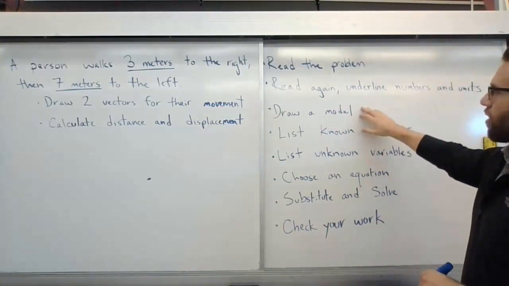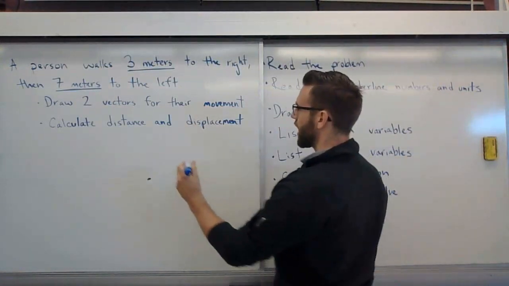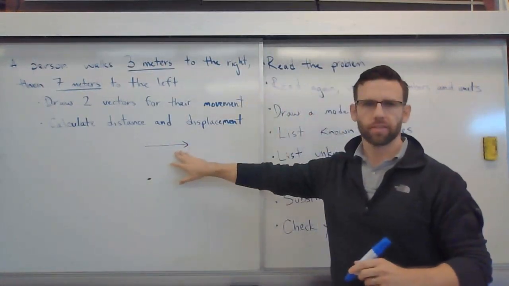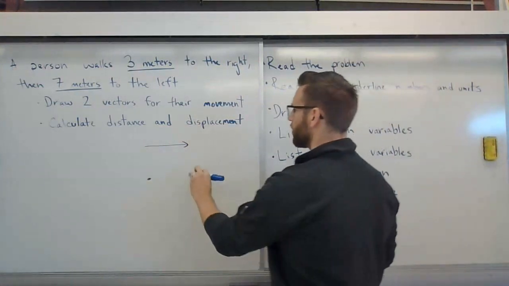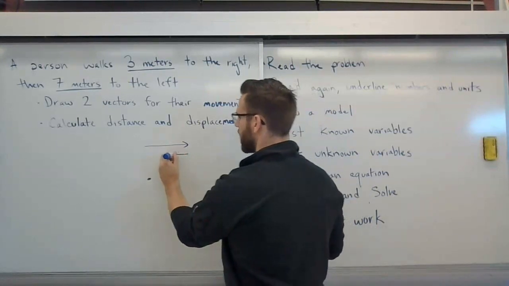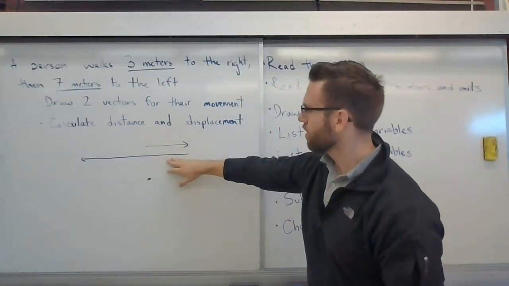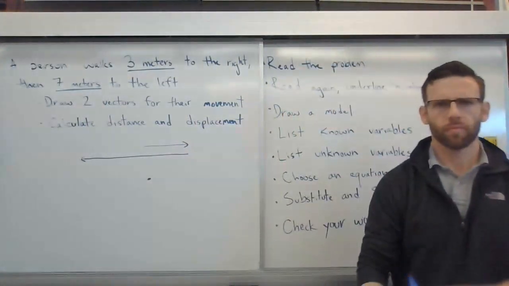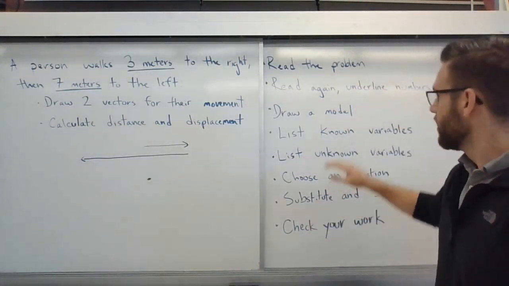All right, now I'm going to draw a model. So like I said, direction matters. So I'm going to make sure that my model is correct. I'm going to have 3 meters to the right. And that can just be drawn with a vector like this, just an arrow to the right. Now I need 7 meters to the left. So I'm going to pick up right where I left off with that other arrow, and I'm going to go 7 this way. And it's just an estimate. I think this is a lot bigger than this one, and that should make sense. This one's 7, and this one's 3. Okay. Now I want to draw the two vectors. Oh, I did that already. Okay, so I drew my model.